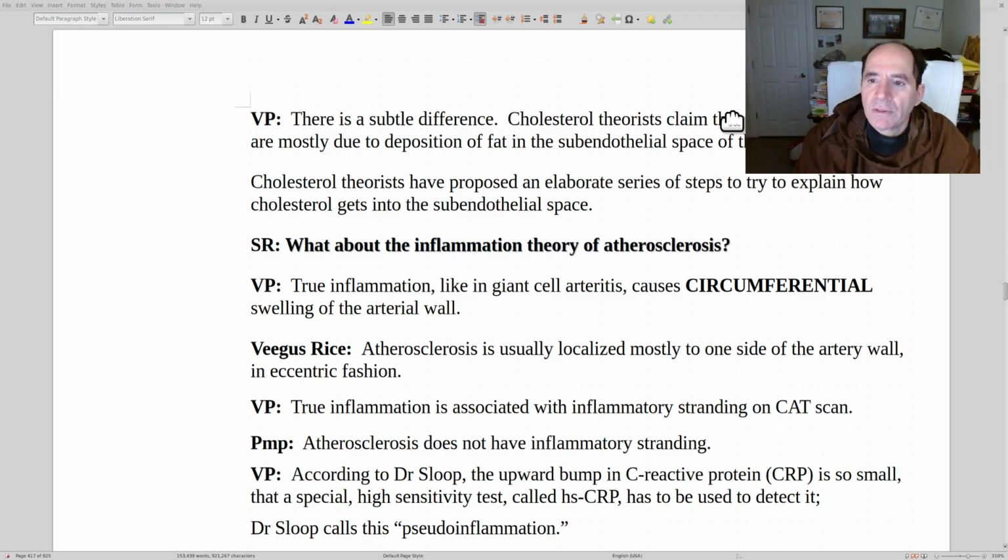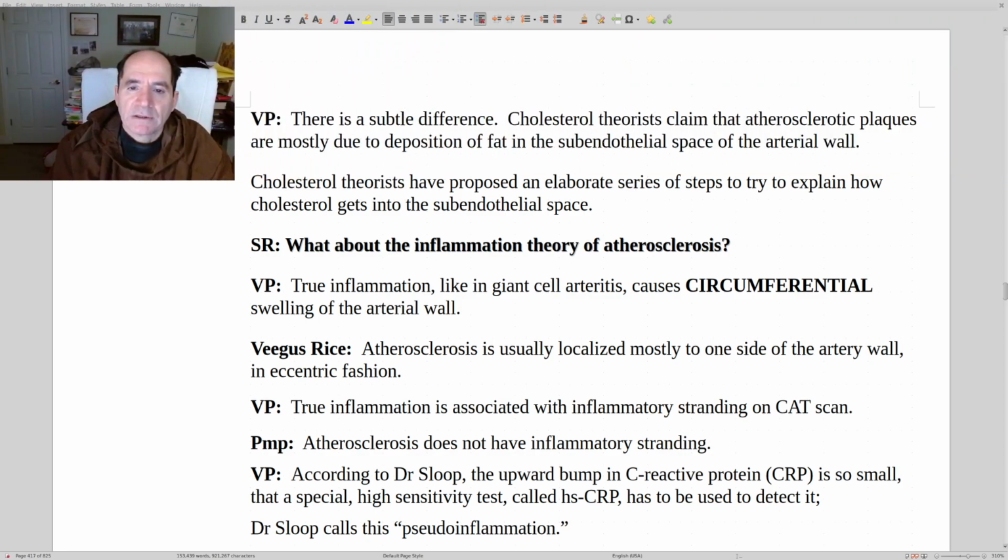All right, cholesterol theorists claim that atherosclerotic plaques are mostly due to fat accumulation in the subendothelial space of the arterial wall. And they propose an elaborate series of steps for how cholesterol gets in the subendothelial space. We'll talk about that in just a moment. But another thing is that there's this big push for what's called the inflammation theory of atherosclerosis. And I don't think that's true.